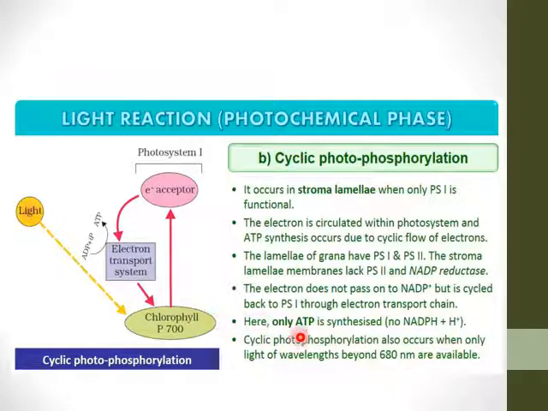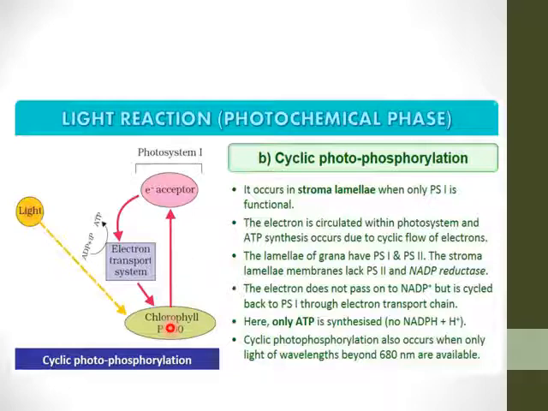Here only ATP is synthesized and no NADPH is reduced. Cyclic photophosphorylation also occurs when only light of wavelength beyond 680 nanometers is available, because it functions at 700, and if the light is available beyond 680, only then will it function individually. It occurs in the stroma lamellae, whereas the non-cyclic occurs in the grana lamellae, and this occurs in the stroma lamellae where only PS1 is there.